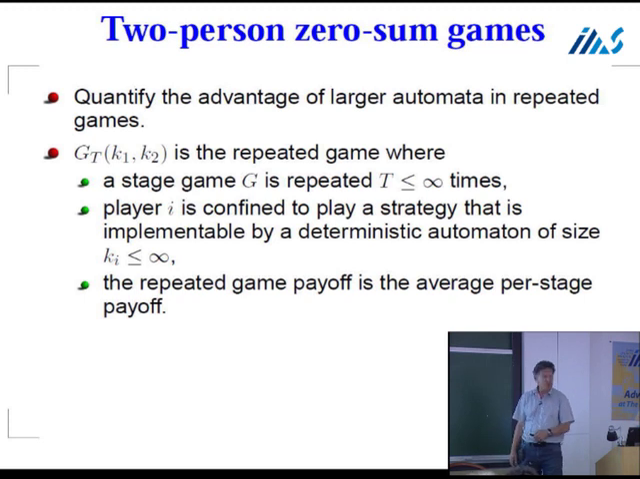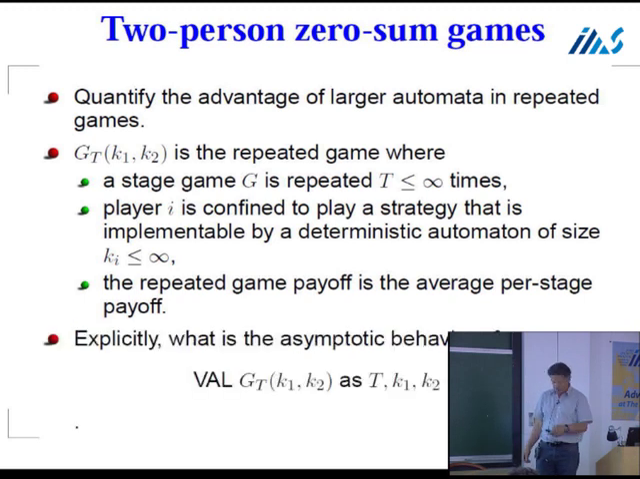The number of repetitions is T, which could be infinite, so we could speak of the finitely repeated game or the infinitely repeated game. Player i is confined to play a strategy that is implementable by a deterministic automaton of size Ki. Obviously, he could take some lottery between these machines. We don't know which strategy he has chosen, so it's like he's playing a mixed strategy where each realization is a strategy implementable by a deterministic automaton of size Ki. And the payoff in the repeated game is the average payoff per stage.